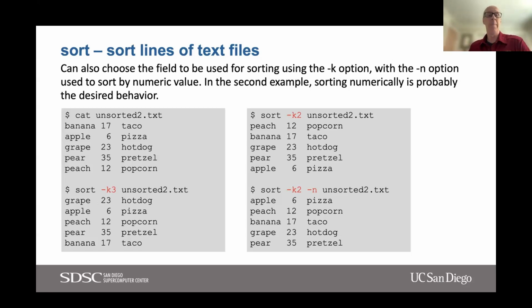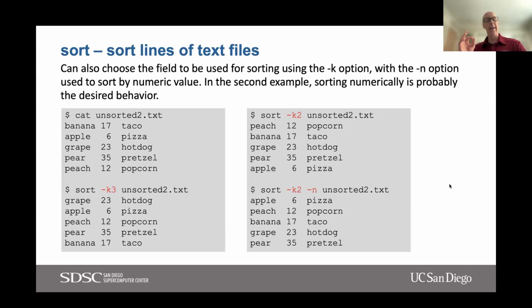So let's go back to another unsorted file. We're going to call this one unsorted2.txt. And we can see that each line is a fruit followed by a number followed by some type of fast food: taco, pizza, hot dog, and so on. So if I just did a sort on this file, I would be treating each line of that file as a single string. So the first line would be apple, 6, pizza, the second line would be banana, 17, taco, and so on.